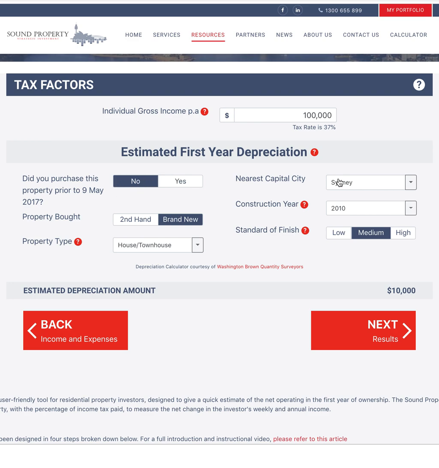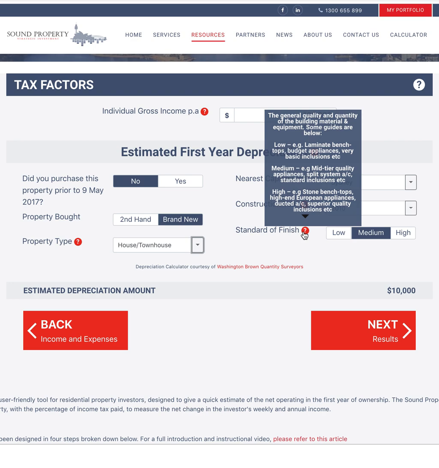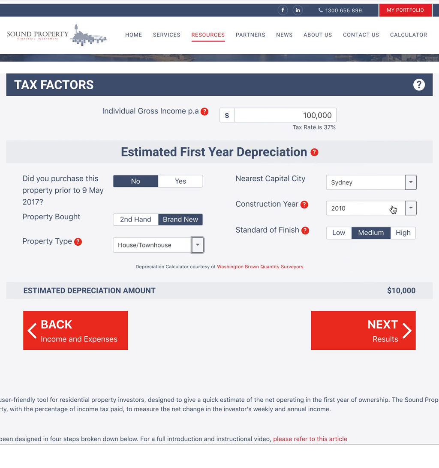And then we just have some simple questions here around the property: when it was purchased, if it was bought secondhand or brand new, what type of property it is, house, unit, etc., the nearest capital city, the year that it was built or the construction year, and the standard of finish. And if you're after a description of some of these standards of finish, you can again hover over the help fields. So in this example, with all these parameters entered in, it's looking like we can claim about $10,000 in the first year of ownership as a depreciation tax deduction.